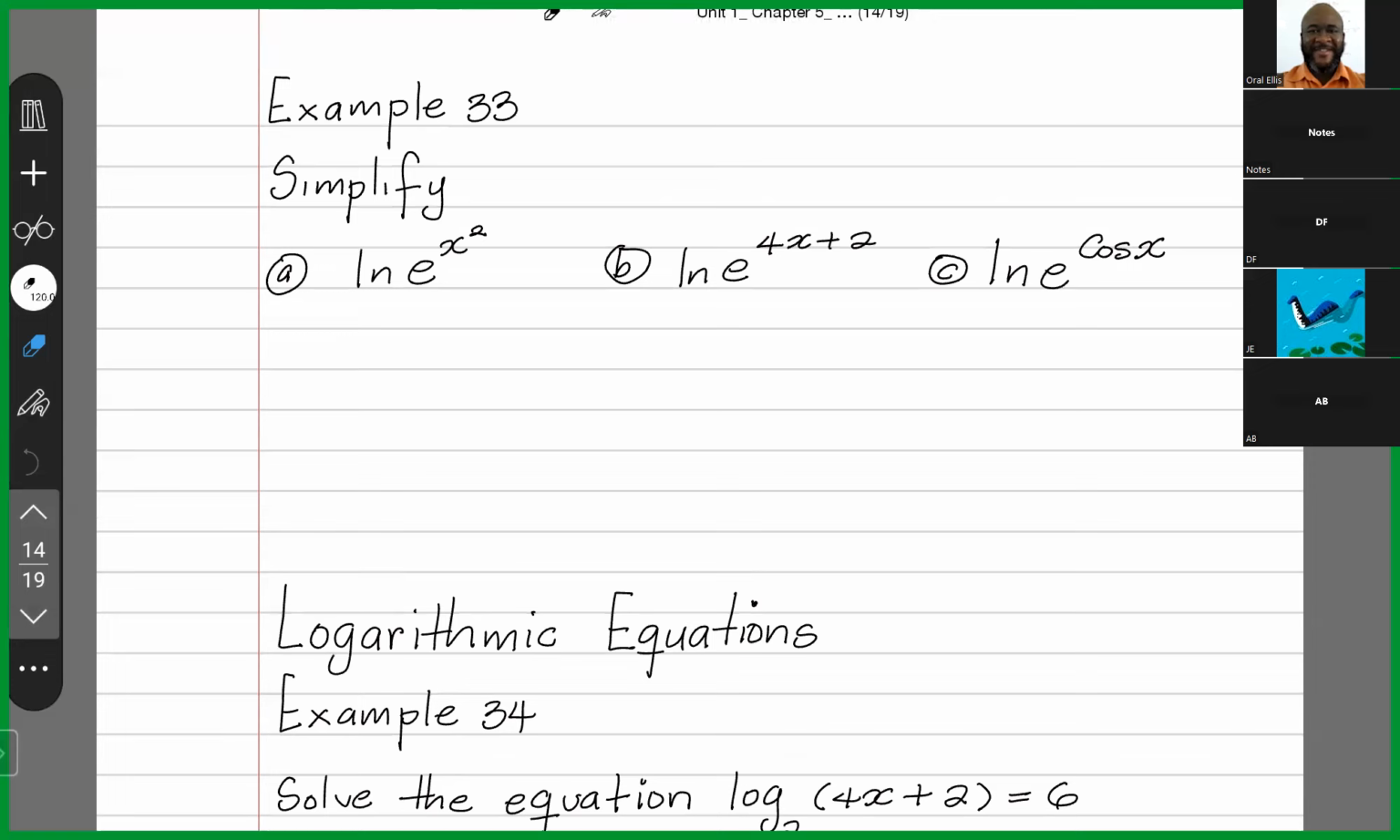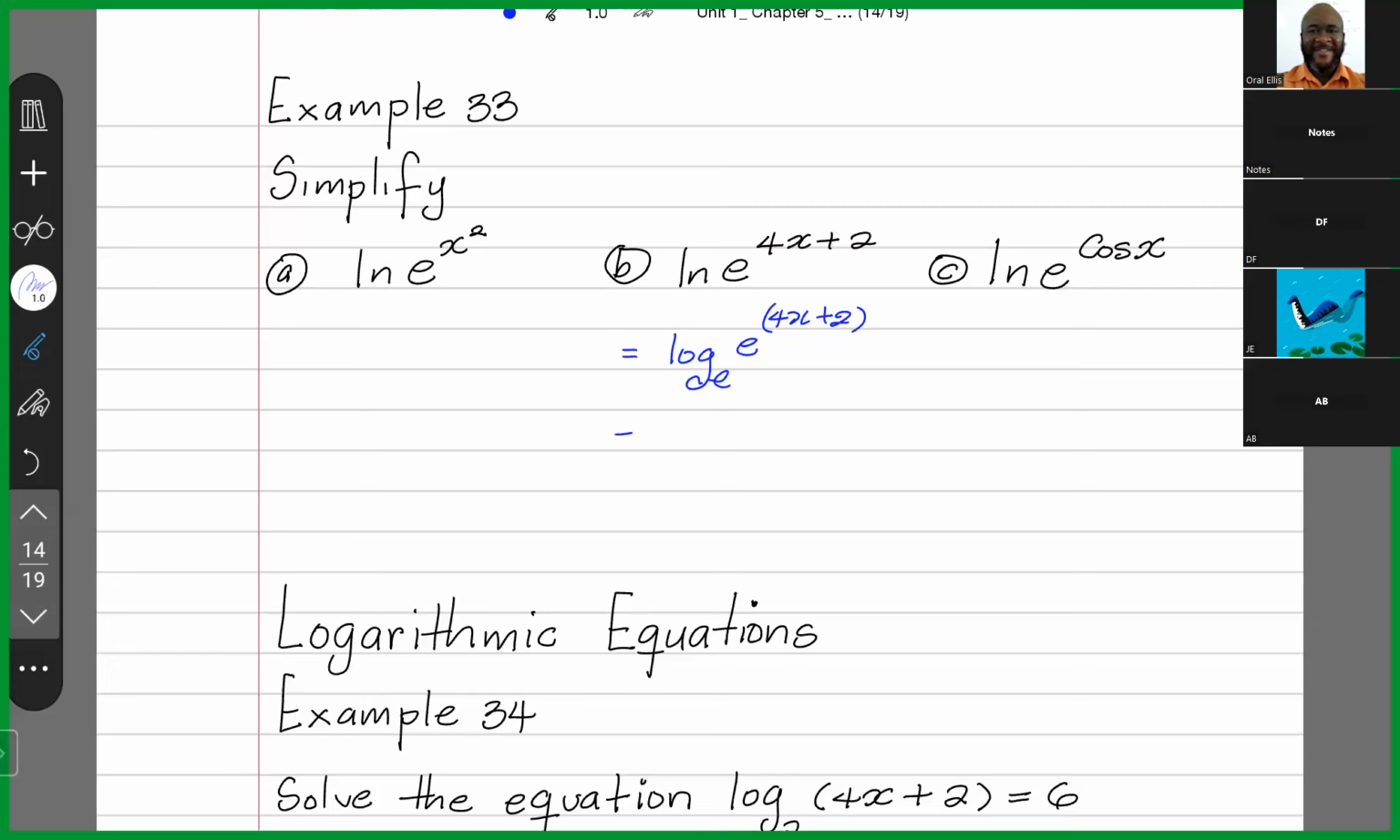All right, let's have a look at some examples. Let's start with example 33. Example 33 is asking us to simplify. Let me do B. This is the same as saying log to the base e of e raised to the power 4x plus 2. So I can put this in a bracket. As I said earlier, wherever you see ln, it means log to the base e.